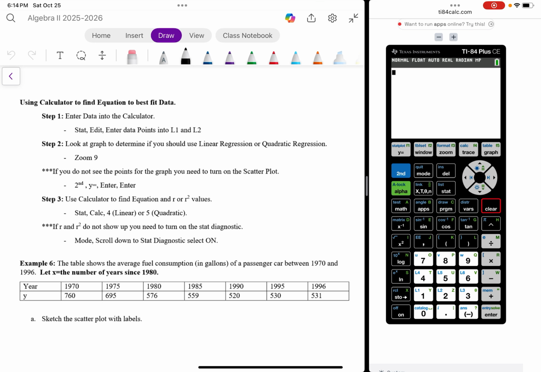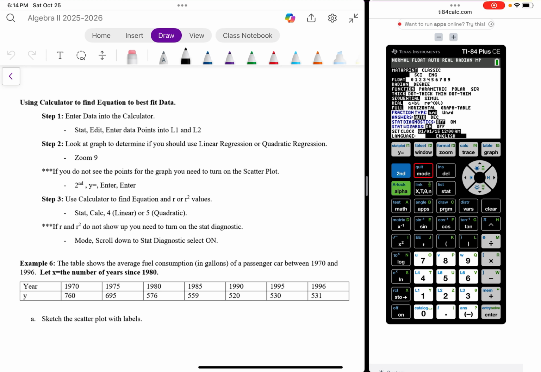So the first thing, you want to make sure your scatter plot is on. So you hit the second button and then stat plot or y equals, and then you're just going to hit enter twice. Once you have that, you can close out of that, and then we need to make sure our stat diagnostic is on.